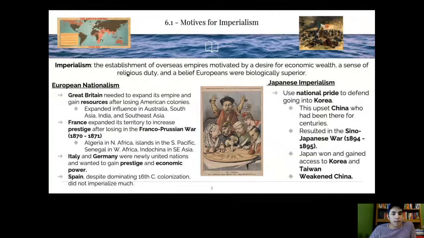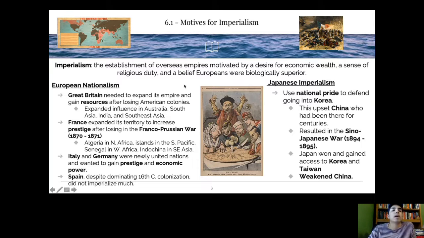So, motives for imperialism. I think the principal motive for imperialism was economic. Europeans were in search of economic resources and markets, but Europeans definitely needed to justify why they are going overseas, and they do that with a variety of different explanations that kind of come after the fact. But it's also not the only motive for imperialism, I should say.